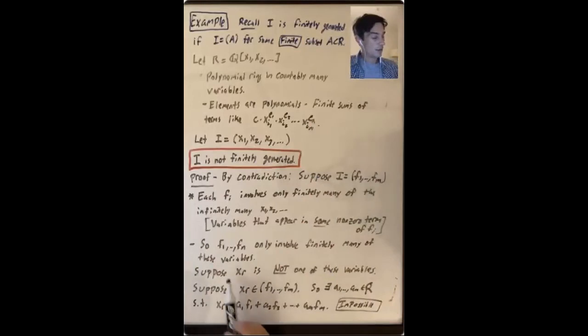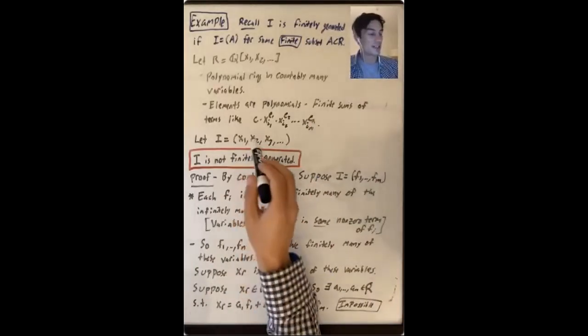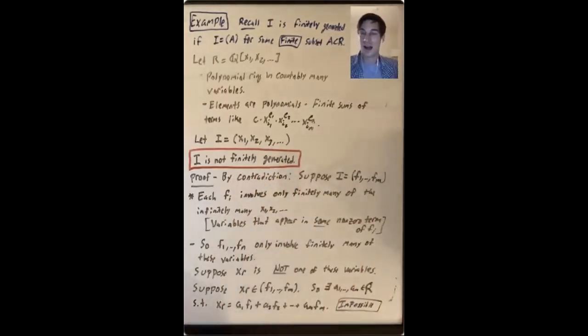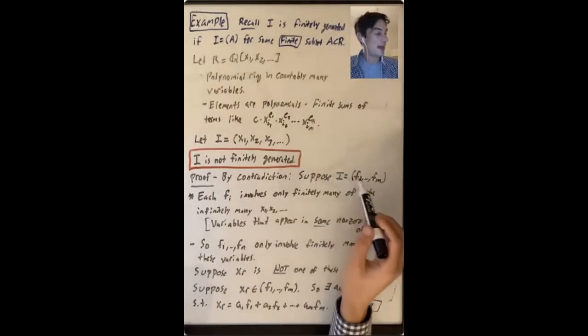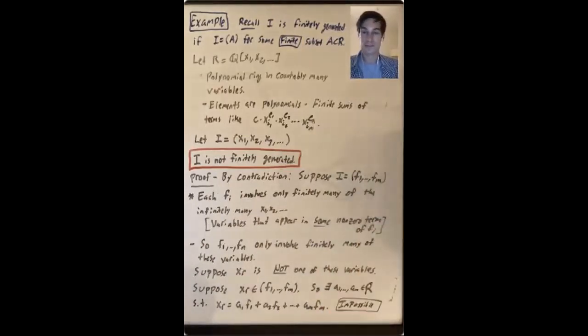Okay, so what are we going to do? We're going to take x_r to be one of these x1, x2, up through x_n, this set of variables corresponding to positive integers. We're going to take one that doesn't show up in any non-zero term of any of these polynomials. And now the claim is that x_r cannot be in the ideal generated by f1 up through fm. But x_r is definitely in I. So that's going to contradict the assumption that I was generated by f1 up through fm.